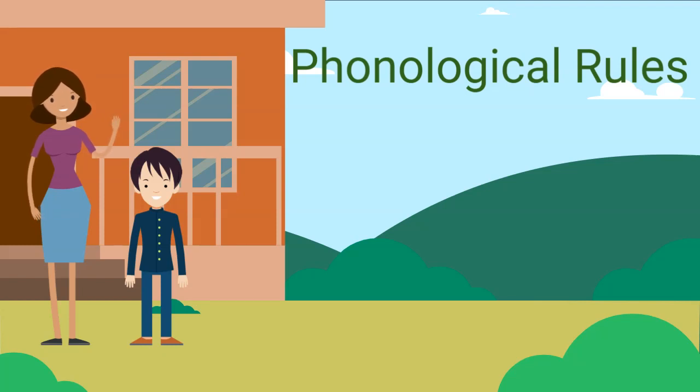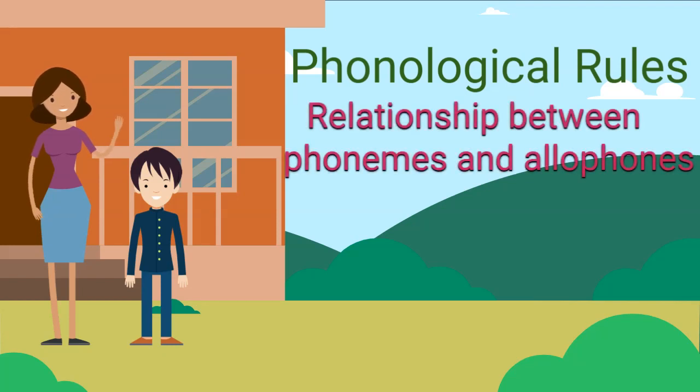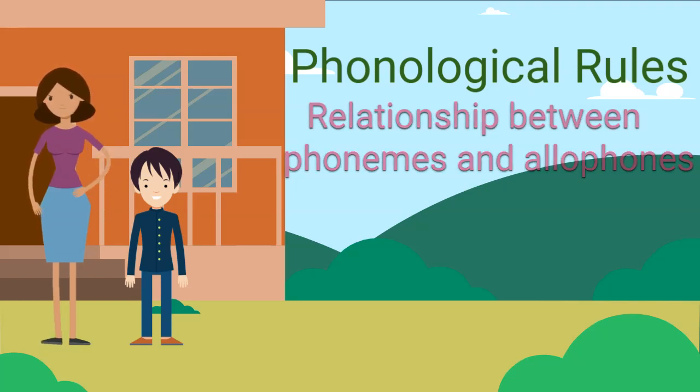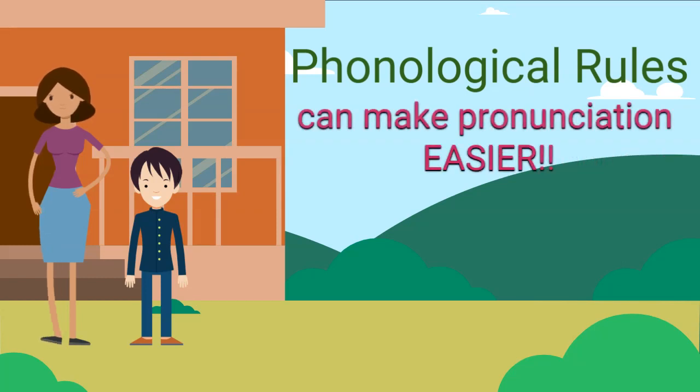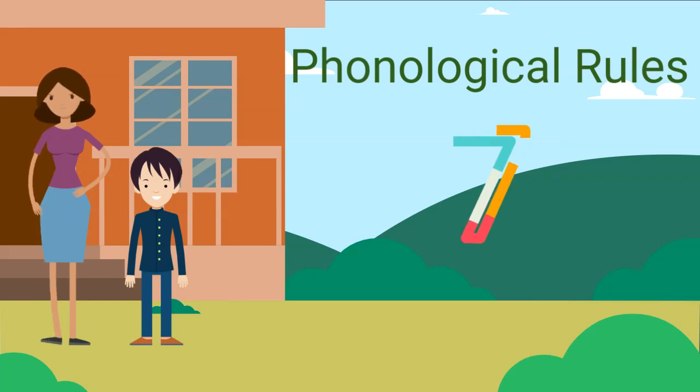It's about phonological rules. Phonological rules are the relationship between phonemes and allophones, and these rules try to explain which allophones are pronounced in which environments or spelling. And we can say that these rules can make pronunciation a lot easier. There are 7 phonological rules. Some of them are obligatory, while others are optional. Let's see.